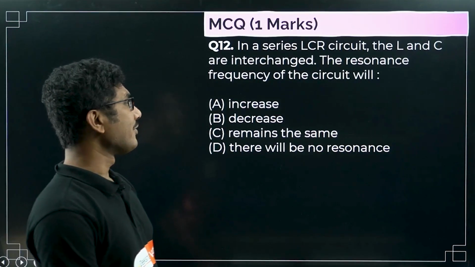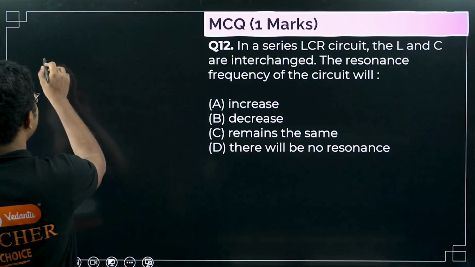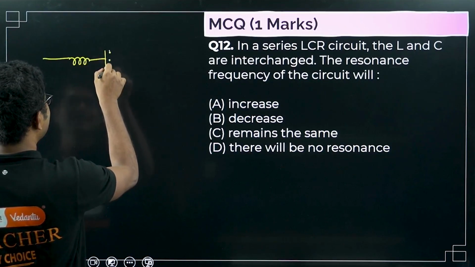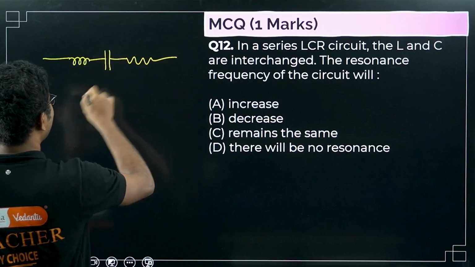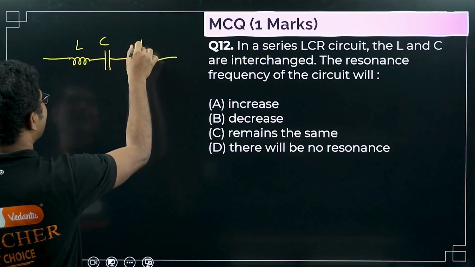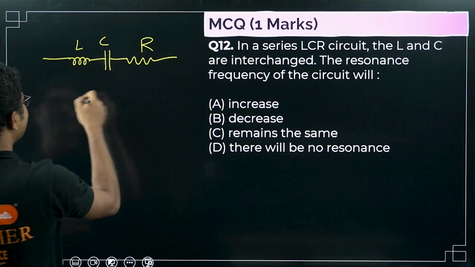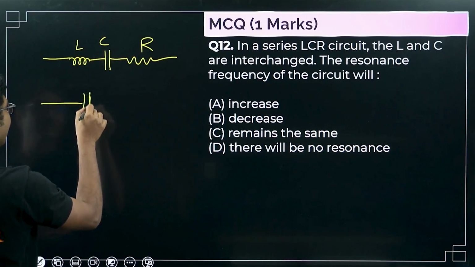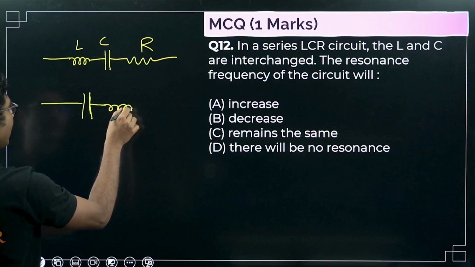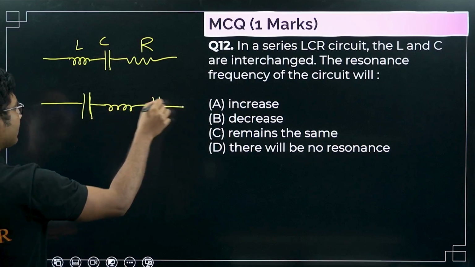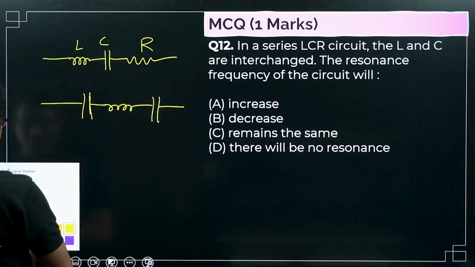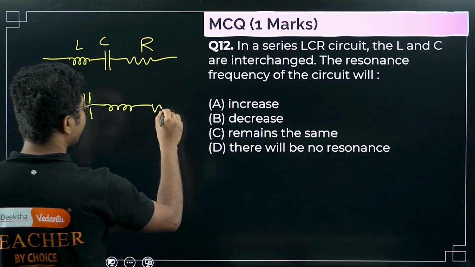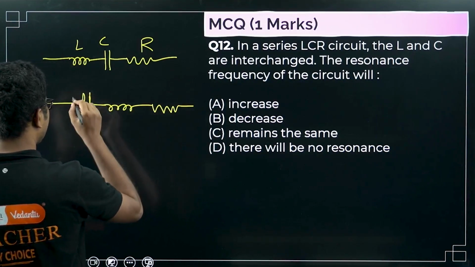The resonance frequency of the circuit will... So in a series LCR circuit, we know that there is an L, there is a C, there is an R. That's why it is called LCR. Now what they have said is, you have interchanged the L and C. So now C is first, then your L, then the resistor R. What will happen to the resonance frequency? That is the question, right?